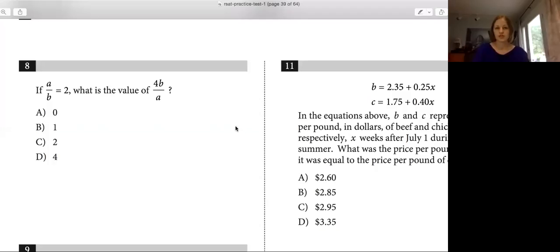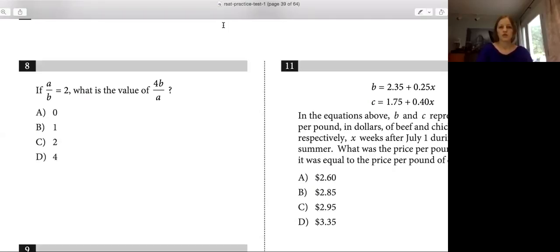We are working on number 8 in test 1, section 3 of the official SAT study guide. So we're working through these problems for those that had trouble understanding the explanations in the back of the book. So let's take a look at question number 8. I see question number 8 says if A over B equals 2, what is the value of 4B over A?